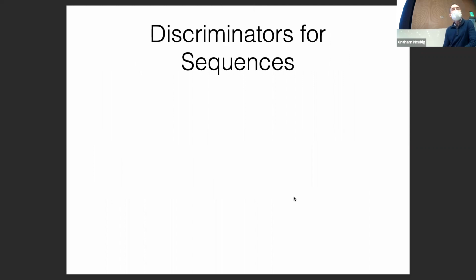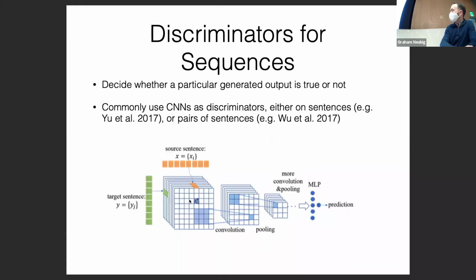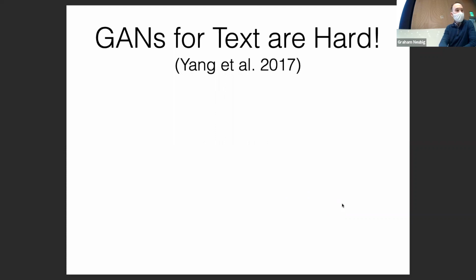The next thing is that we need a discriminator to try to tell if a sequence is real or not. And in GAN work, it was common to use CNNs for discriminators on sentences or pairs of sentences. So basically, this is an example of a discriminator for pairs of sentences, where what it does is it extracts local feature windows and it combines them together. And does convolution and pooling and more convolution and pooling and finally makes a prediction.